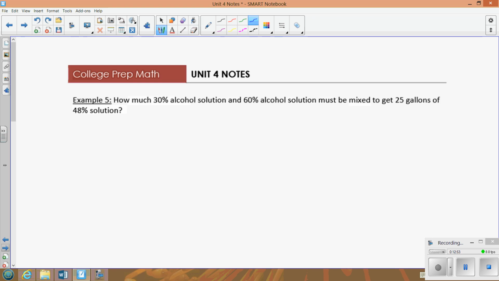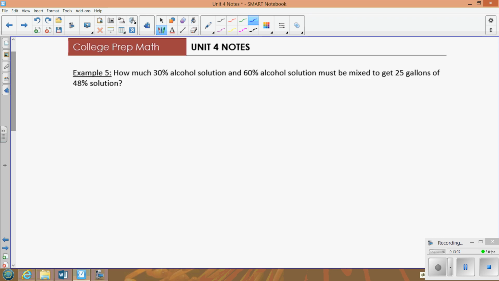Example 5, we have how much 30% alcohol solution and 60% alcohol solution must be mixed together to get 25 gallons of 48% solution. So if you've done chemistry, this is probably a typical chemistry problem that you've seen with concentrations. You're trying to take a 30% concentrated solution and a 60% concentrated solution, and you're trying to get 25 gallons of 48% concentration of a solution.